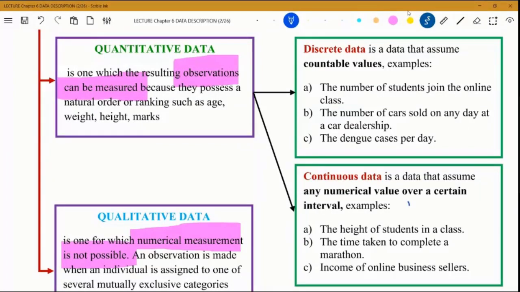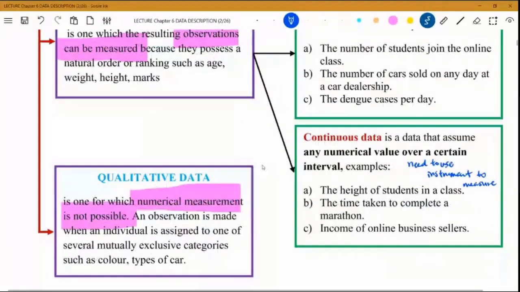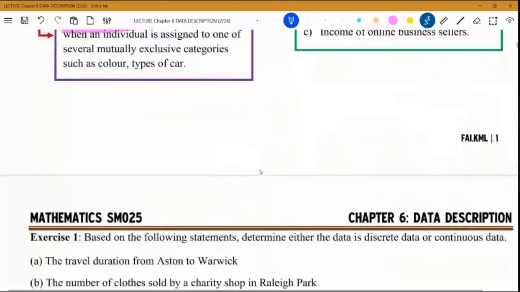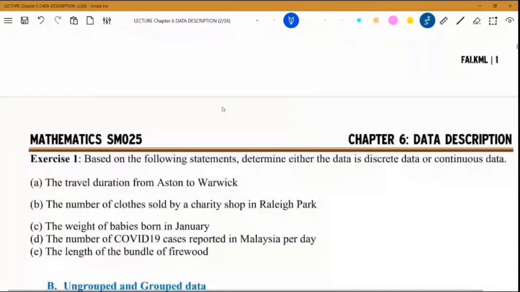Let's say we need to use an instrument to measure. Okay. Alright. So that's the difference between discrete and continuous. Now we go through exercise 1, which is to identify which one is discrete and continuous.